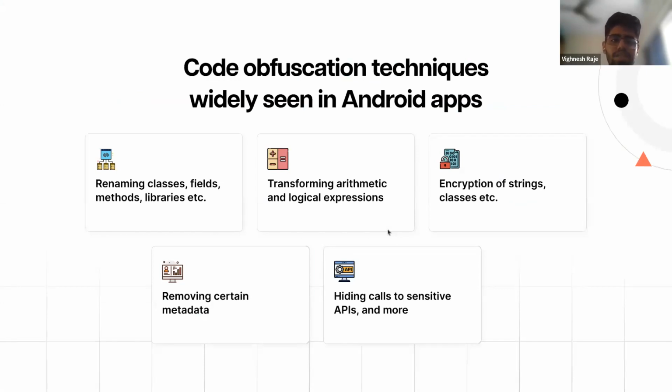So let's try to understand a few of the code obfuscation techniques which we usually come across in Android applications. First is renaming classes, fields and method libraries, transforming arithmetic and logical expressions, encryption of strings and classes, removing certain metadata from the application, and hiding calls to sensitive APIs. We'll just go through each technique individually.